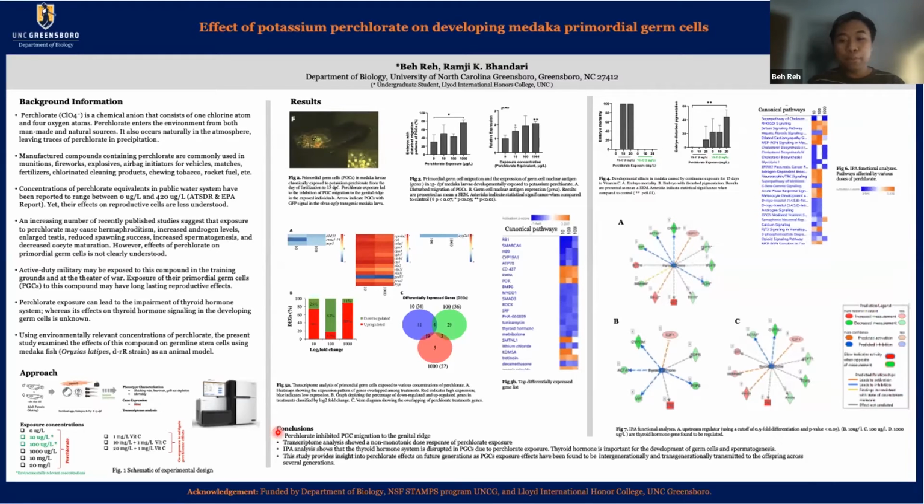So in conclusion, perchlorate inhibits PGC migration to the genital ridge and transcriptome analysis shows a non-monotonic dose response to perchlorate exposure, and IPA, our biological software that we use to analyze our pathways, shows that the thyroid hormone system is disrupted in PGCs due to perchlorate exposure, as shown by the decrease in thyroid hormone. And this study also provides insight into perchlorate's effect on future generations, as PGC or primordial germ cell exposure effects have been found to be intergenerationally and transgenerationally transmitted to offspring across generations.